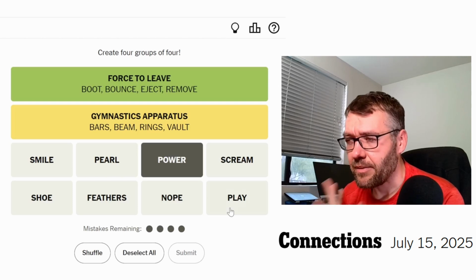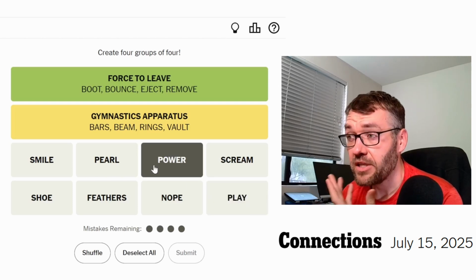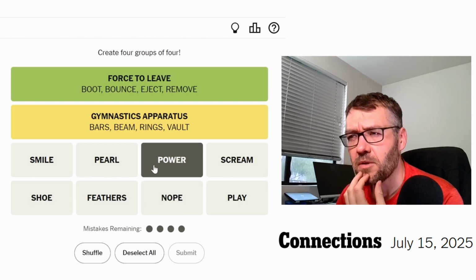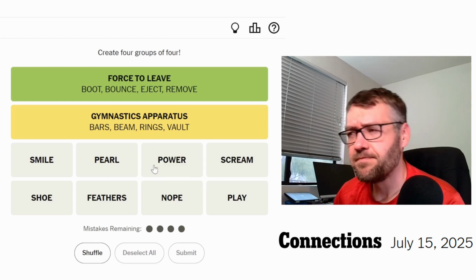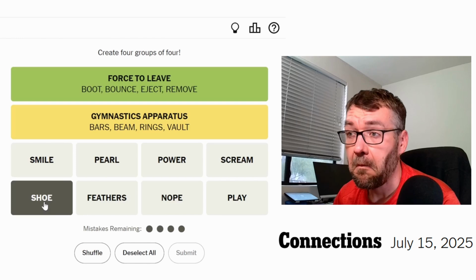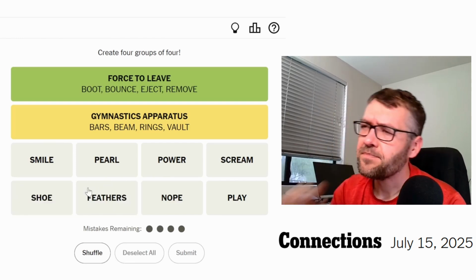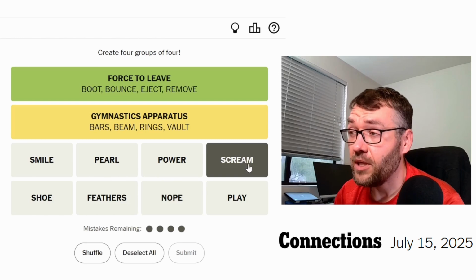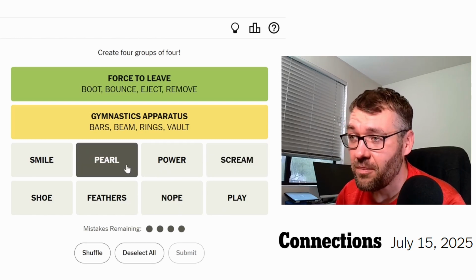Power, play. I mean, they wouldn't have both of those in here. Power strip, electric power, gas power, nuclear power, power grid, Power Rangers. I'm not sure. Shoe horn. Shoe store. Shoe. Why is feathers plural? I'm lost here. If you remove the S, you have cream here. Not sure what to do with that. You have Earl if you remove the P, but I don't know what to do with that either.